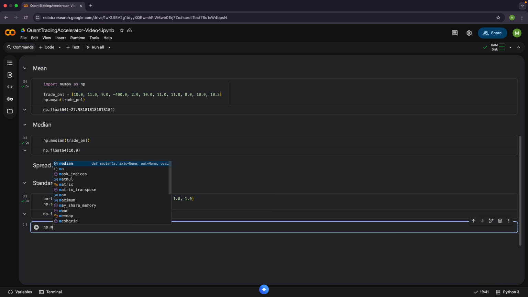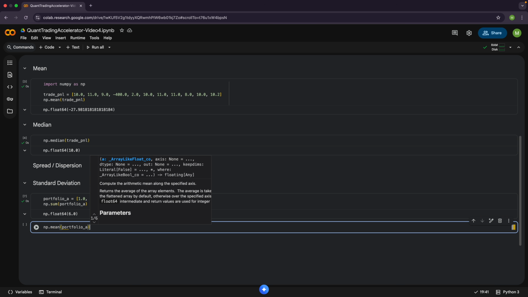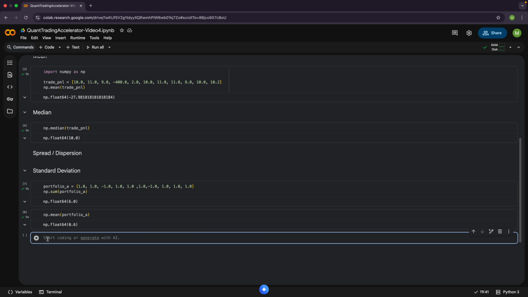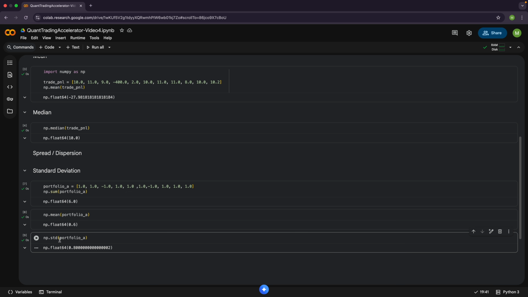And if we look at the standard deviation, we look at the mean of it as well. The mean of this portfolio A is 0.6, and if we now look at the standard deviation of portfolio A, here the deviation is around 80 cents, so that's the measure of dispersion from the central tendency. If this doesn't make too much sense, don't worry, because it should make more sense once we get further in the video.